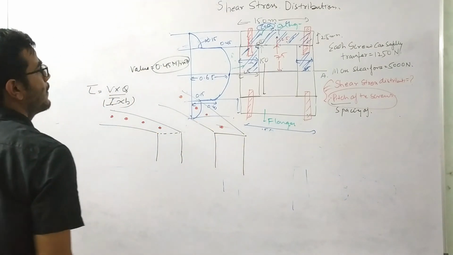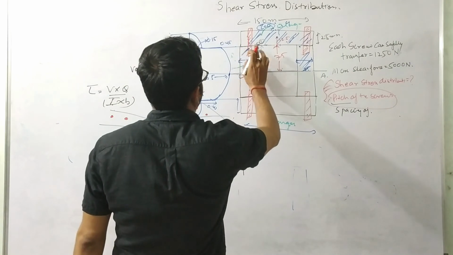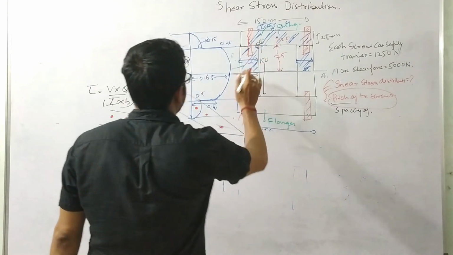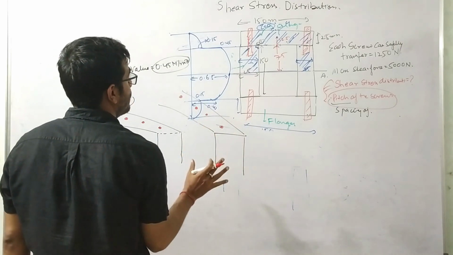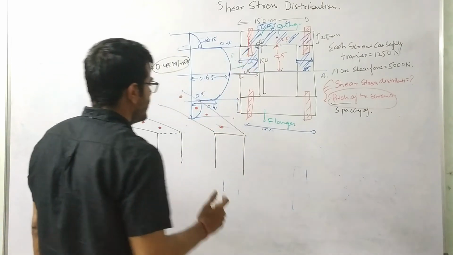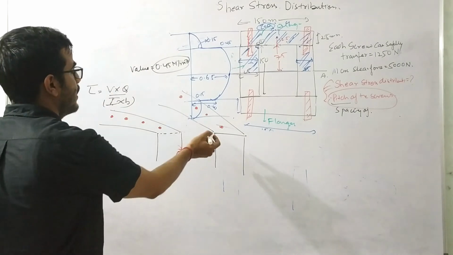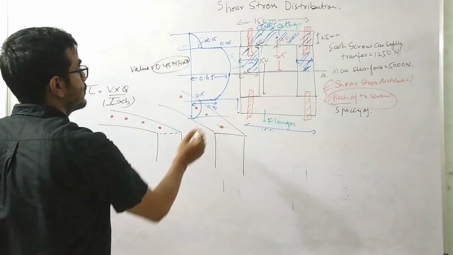What I am doing over here is cutting this. I'm just removing this portion, and I'm just seeing how the screws are connected to this web. This is basically the web portion. I have removed the flange portion. I just want to show how the shear stresses are coming to these screws.